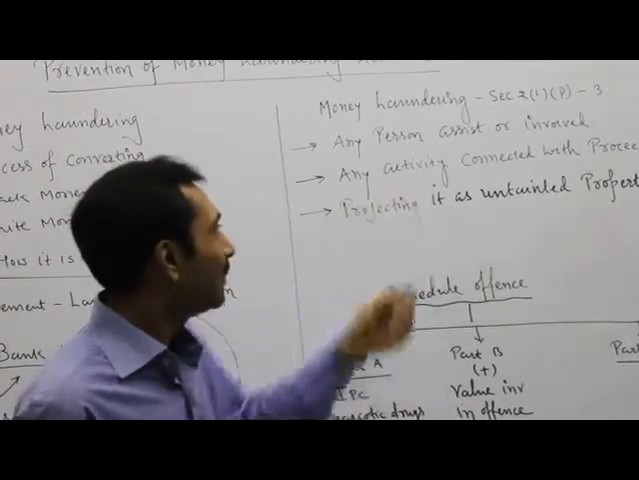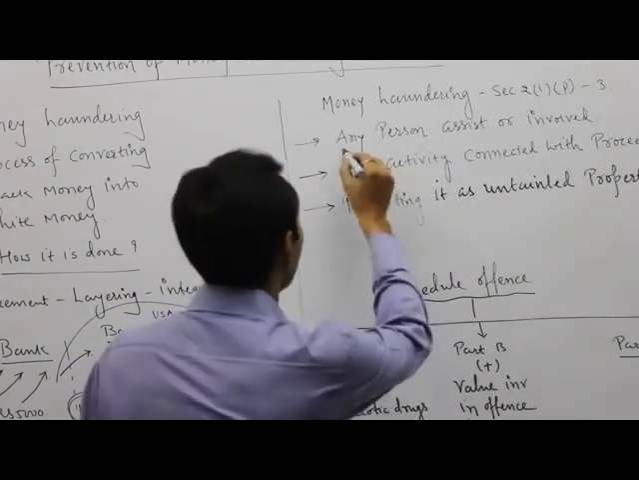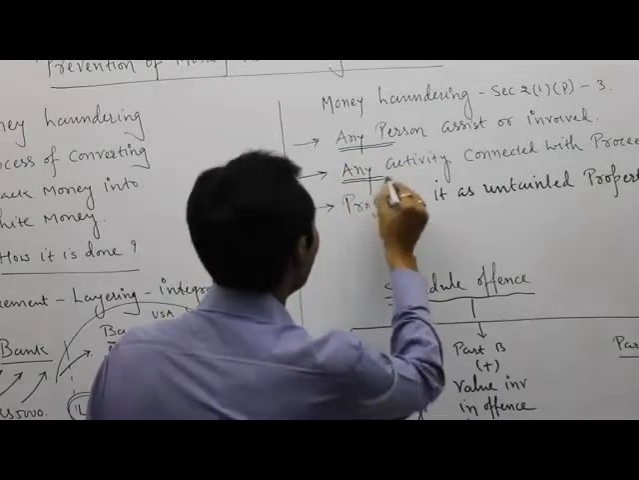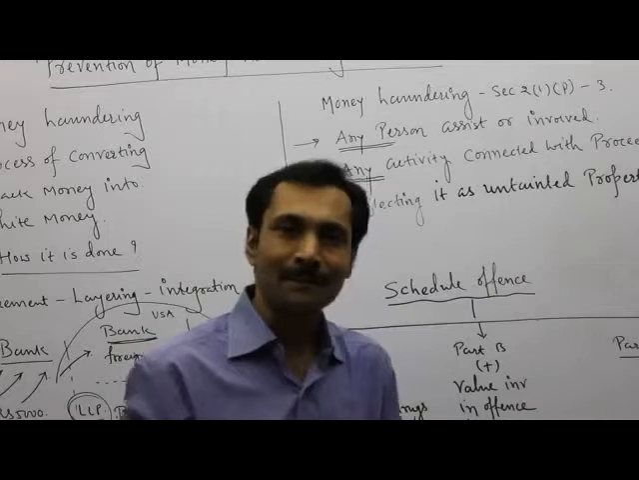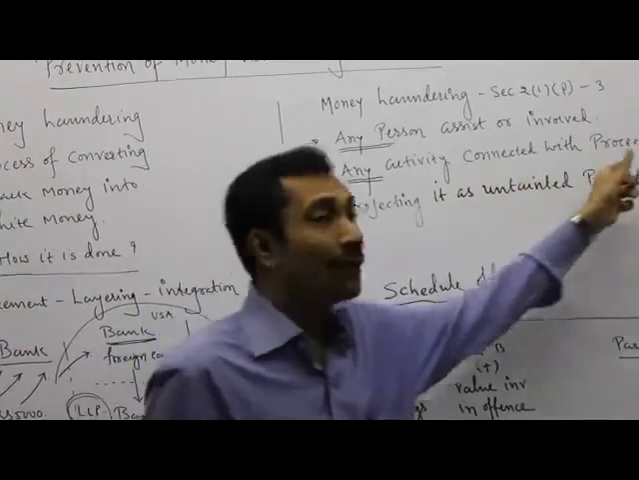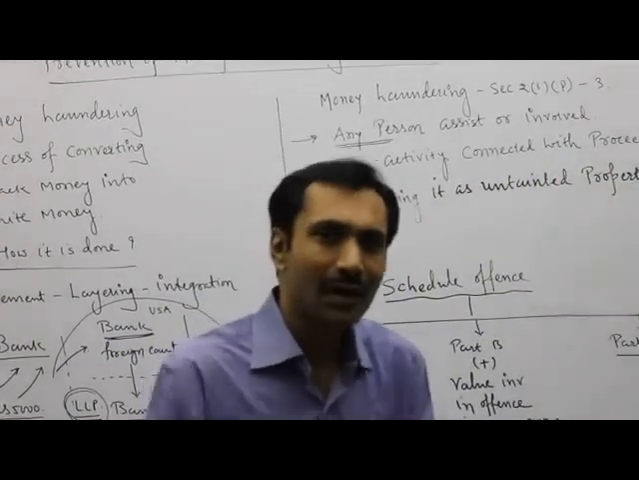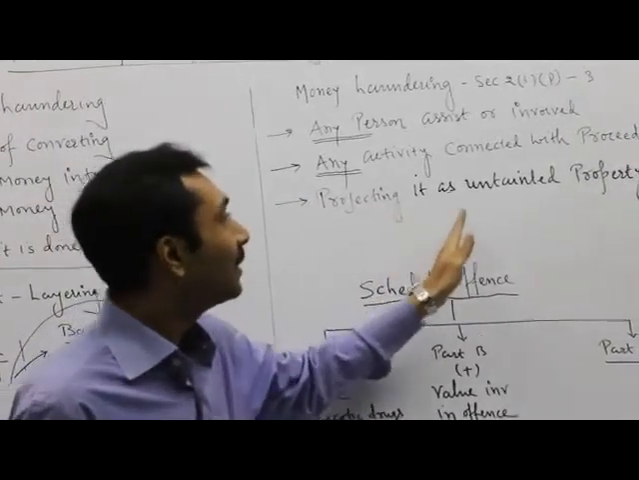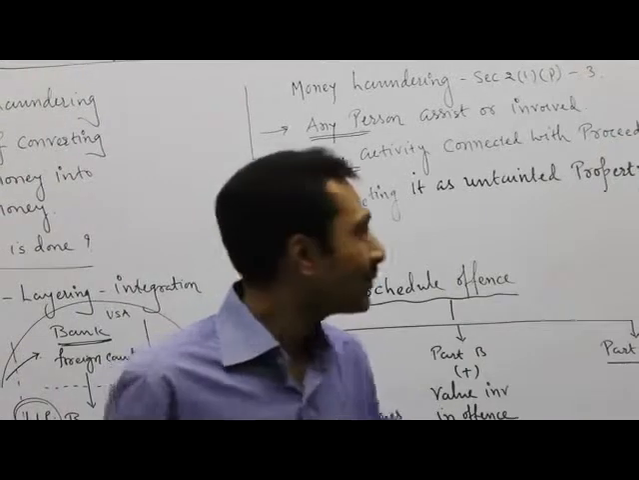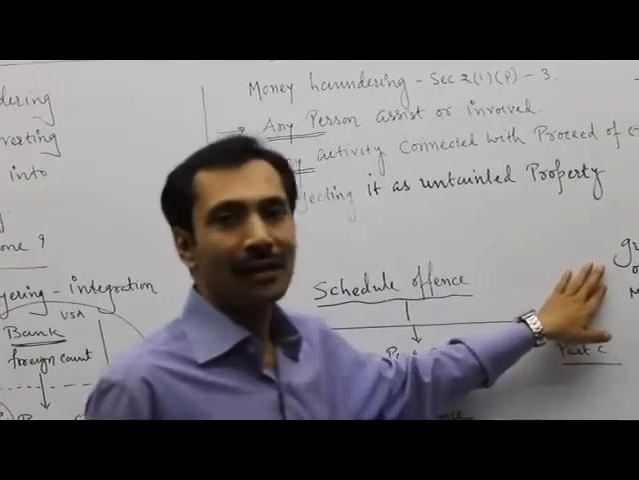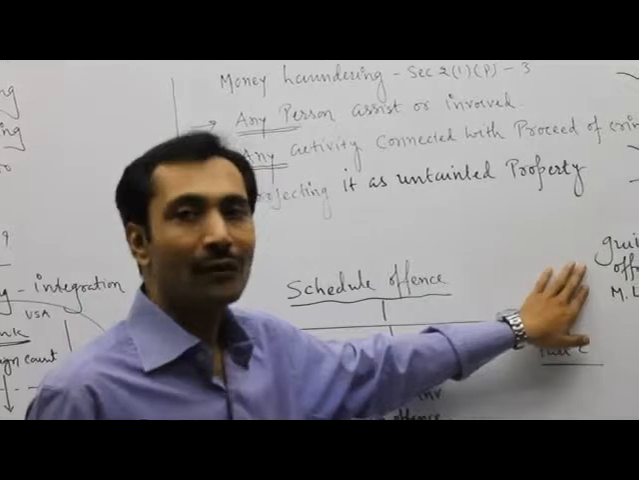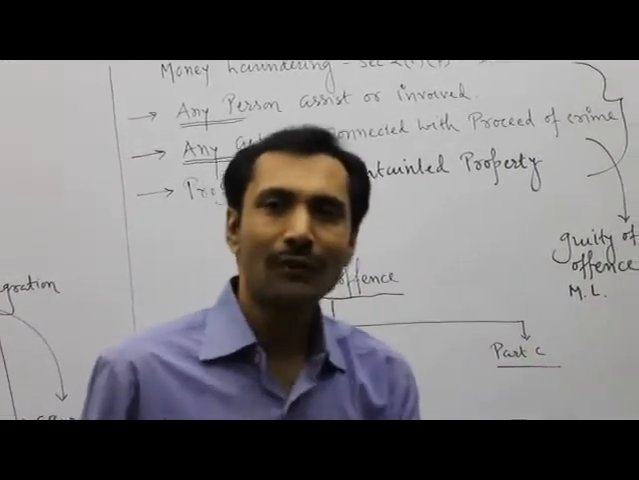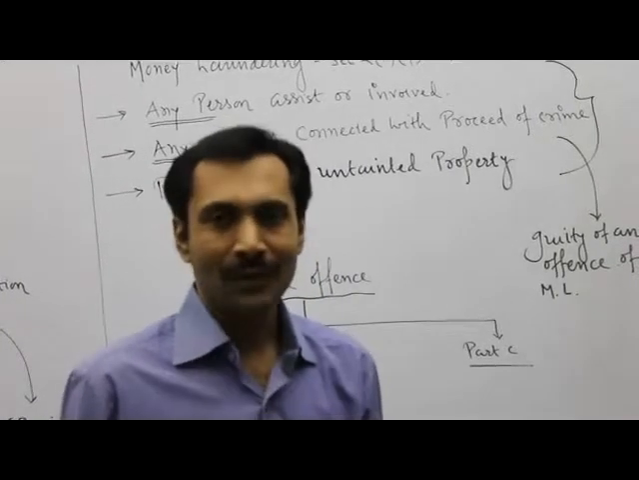in any activity, remember, now the coverage of the section is very wide, because it uses the words any person and any activity connected with the proceeds of a crime, and projecting it as untainted property, is considered guilty of an offense involving money laundering. Remember, I am saying money laundering in short form as ML, right?